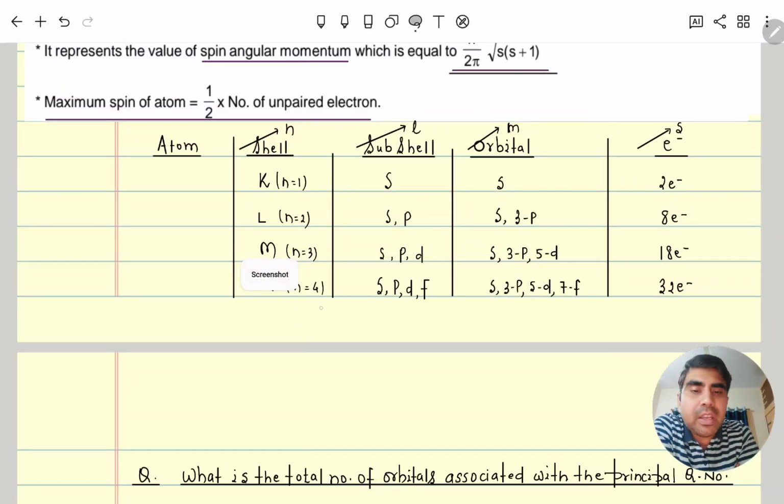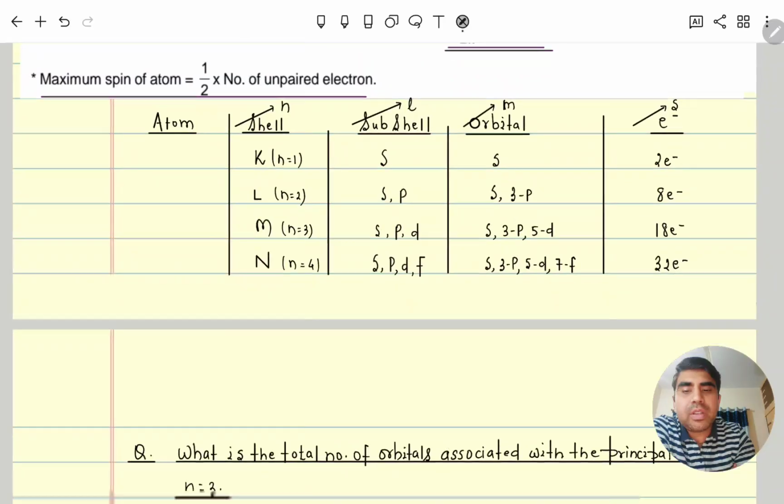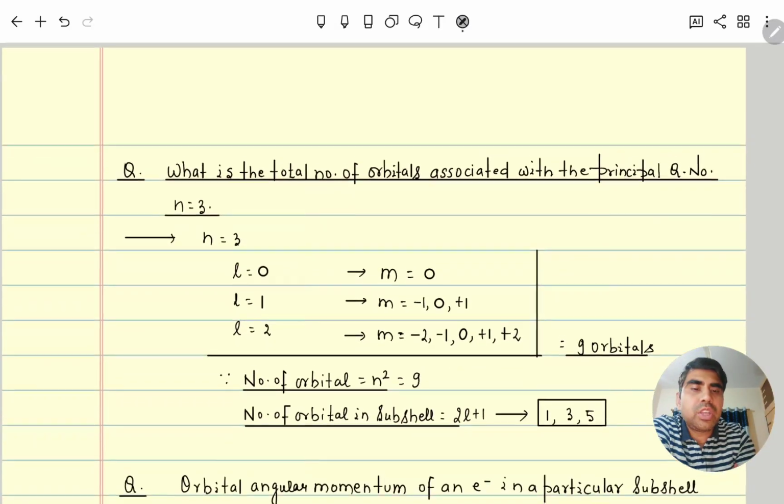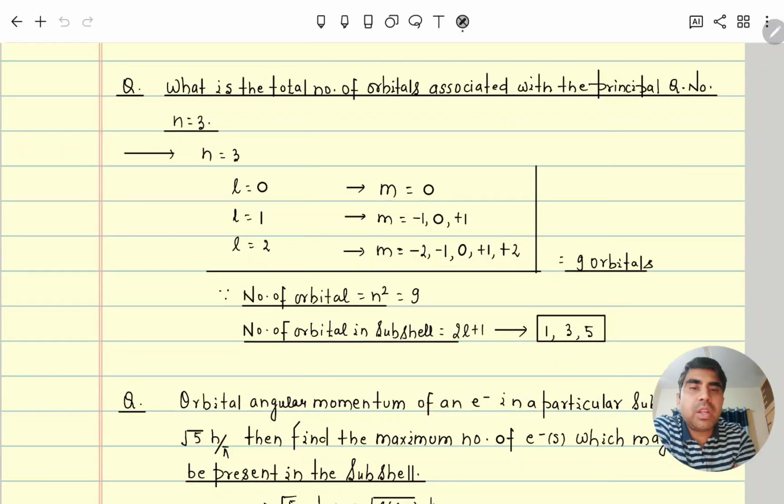Similarly, the N shell has subshells s, p, d and f. Again, how many orbitals in total? f has 7, d has 5, p has 3, s has 1. So total how many? 16 orbitals, and 32 electrons. Next, moving further, what is the total number of orbitals associated with principal quantum number n equal to 3?